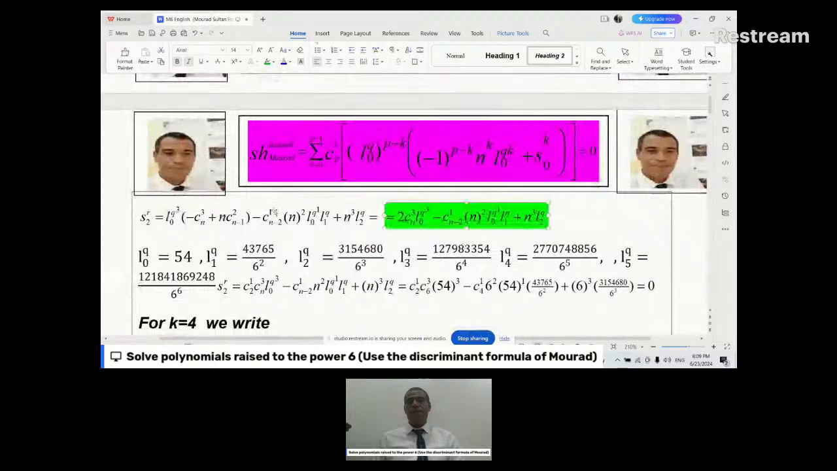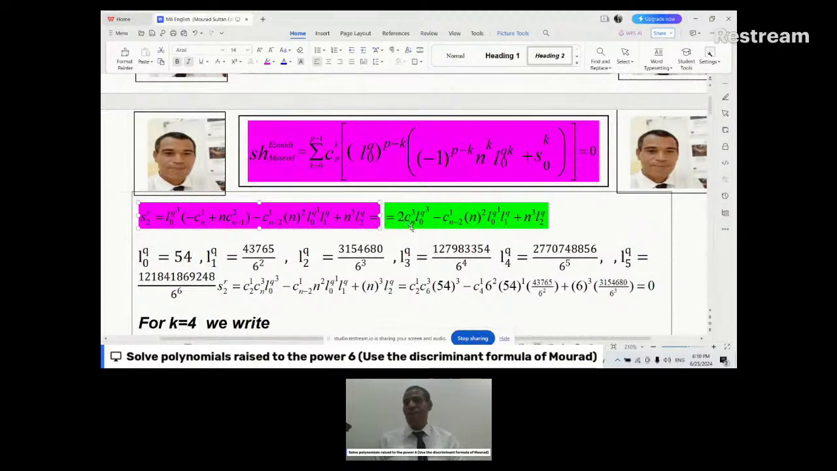I'll choose the last one. Now learners, you can see that L0 of the q raised to the power 3 is a common factor. Times what? Times negative combination n choose 3 plus n combination n minus 1 choose 2. This is equal, learners, to 2, or I would just change the combination to choose 1, or just 2.